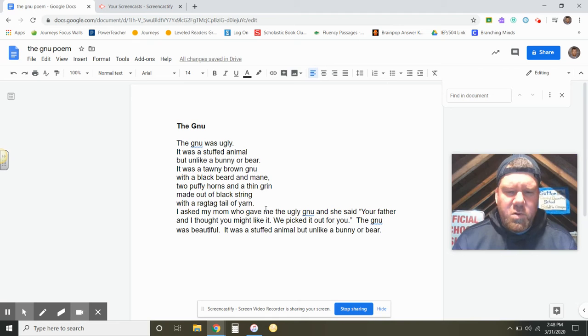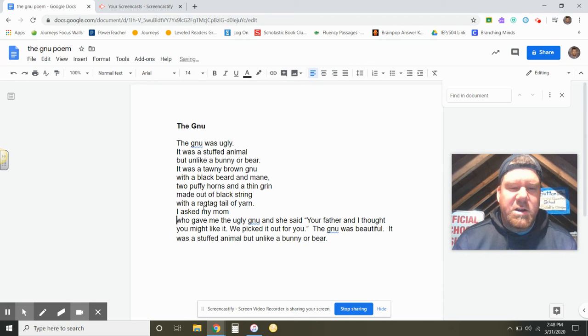I asked my mom who gave me the ugly gnu, and she said, your father and I thought you might like it. That's a very long line as well, very story-ish, if you will. I think I'll have "I asked my mom" because here I am introducing a person into the poem, and I want that to be a focus. So I'll have that be one line.